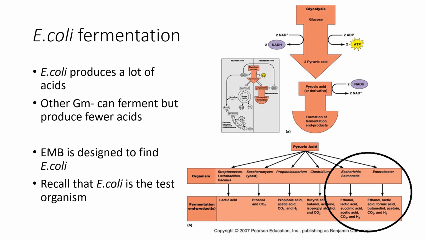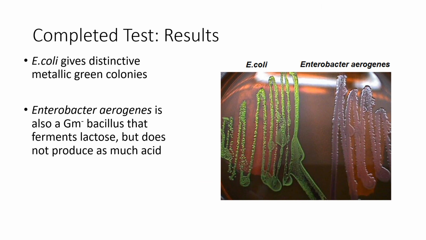EMB agar is designed to find E. coli. And so remember that E. coli is the test organism because it is 1% of the bacteria found in human feces. So that's what we're really concerned about. So we're going to be testing the ability of E. coli on EMB. And E. coli will give you these distinctive metallic green colonies.